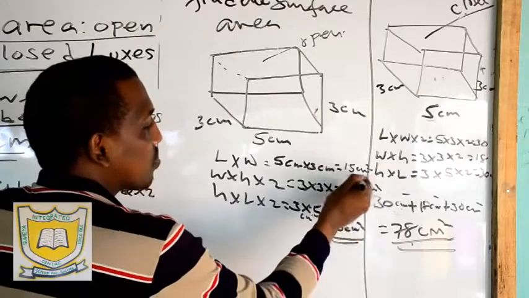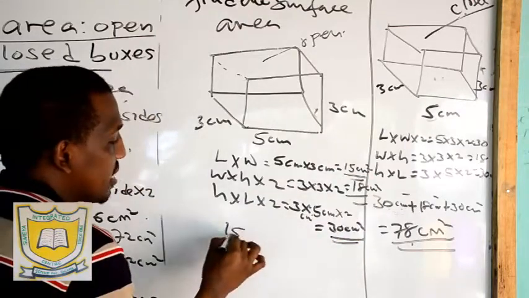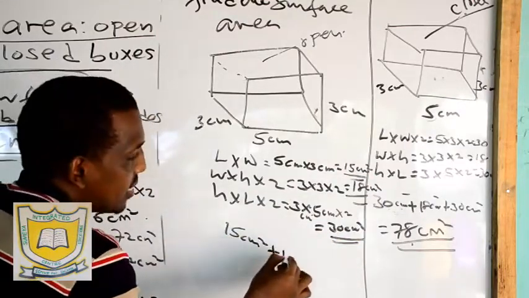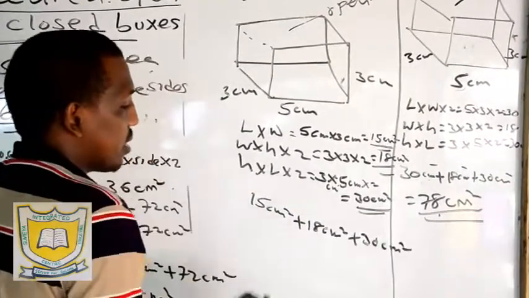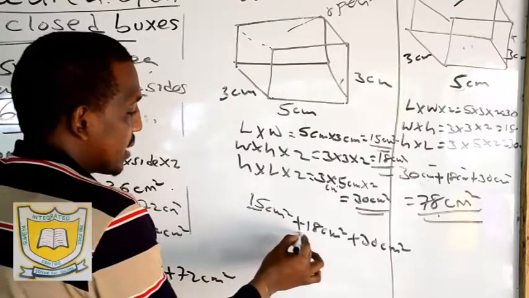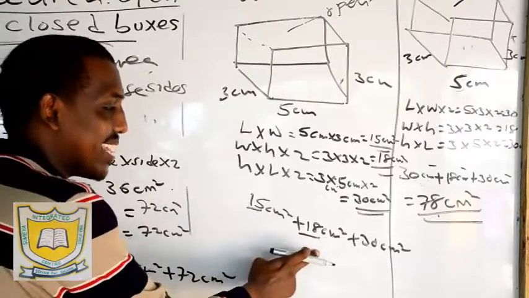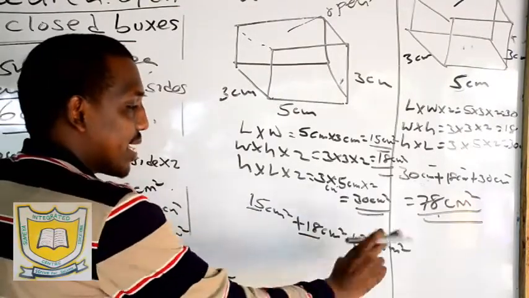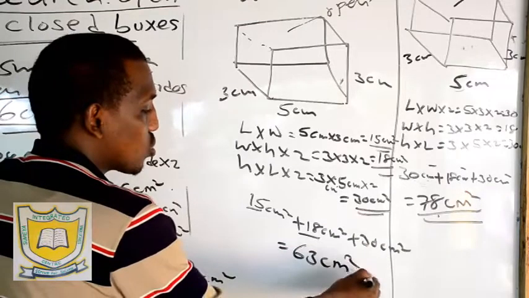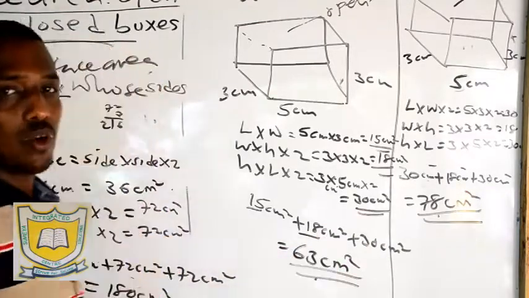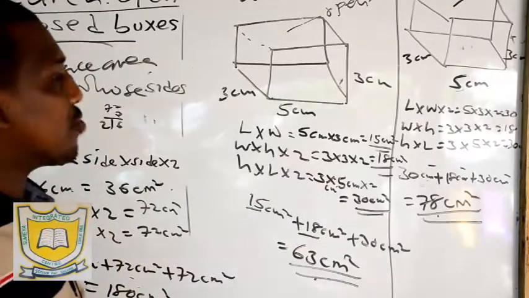We add now. So we say 15 centimeter squared plus 18 centimeter squared plus 30 centimeter squared. You add 15 plus 18, you get 33. 33 plus 30, you will get 63 centimeter squared. That's how we get the open surface area of a cuboid.